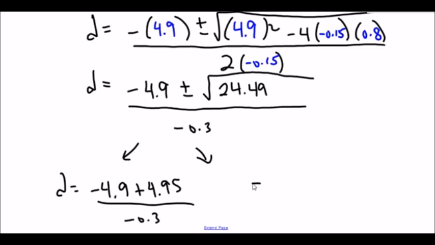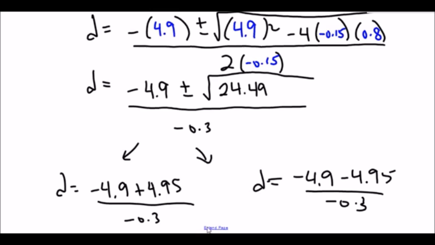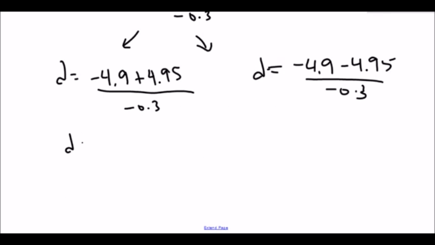And the other one will be d equals negative 4.9 minus 4.95, all divided by negative 0.3, and then just calculate each. So over here, I get a d value of negative 0.17, and over here, I get a d value of 32.83. So again, make sure that your answers make sense.